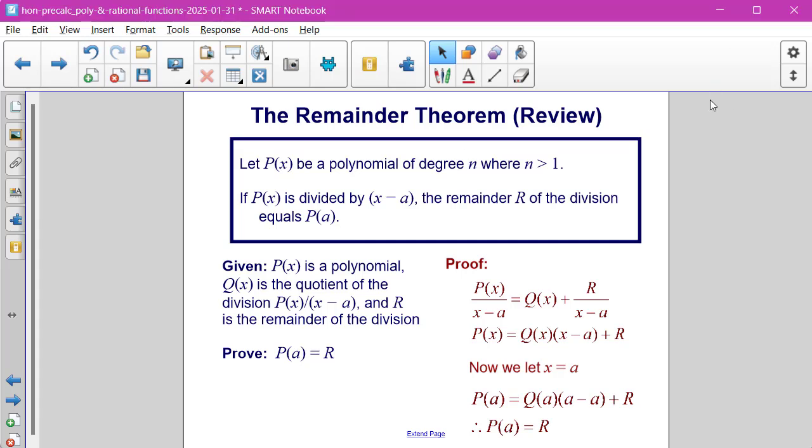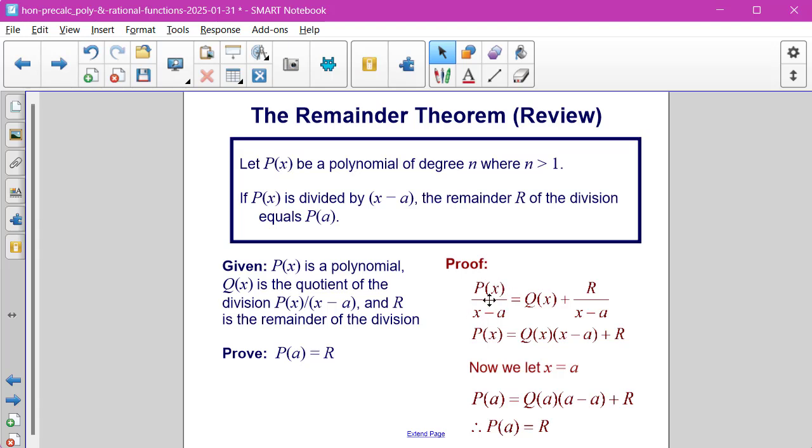In previous examples, we had 2 for the value of a, or 2 plus the square root of 3, and in both of those cases, the remainder r ended up being 0, and it was the same whether we used division or whether we evaluated the function at the a value. So if we are given that p of x is a polynomial, q of x is the quotient of the division of p of x by x minus a, and r is the remainder of division, we have to prove that p of a is equal to r.